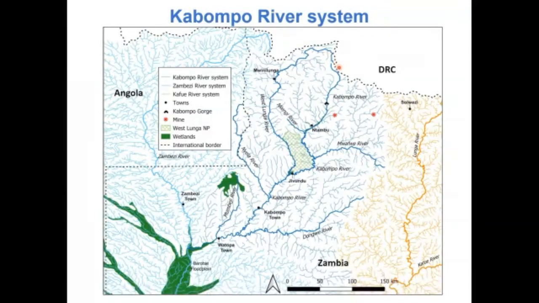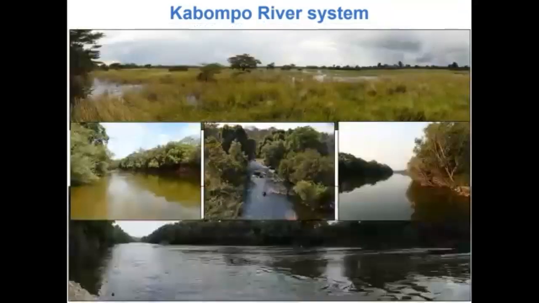The river flows for over 700 kilometers from its source on the watershed divide between the Democratic Republic of Congo all the way to its confluence with the Upper Zambezi, just above the Barotse floodplains. The catchment's relatively untouched. However, there are two large copper nickel mines in the headwaters, and there's a large national park in the middle of the catchment, which is near where the present study took place.